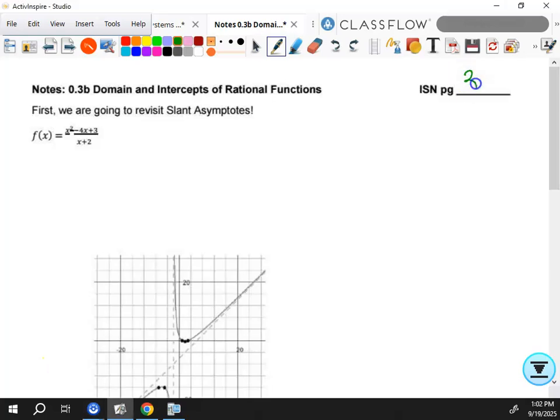All right, this is going on page 31 when we're done, right? So we are looking for domain and intercepts of rational functions, but first we are going to revisit slant asymptotes, right? What is another word for slant? Oblique, yes, oblique. Oblique asymptotes, slant asymptotes, they can be called either one, they mean the exact same thing.